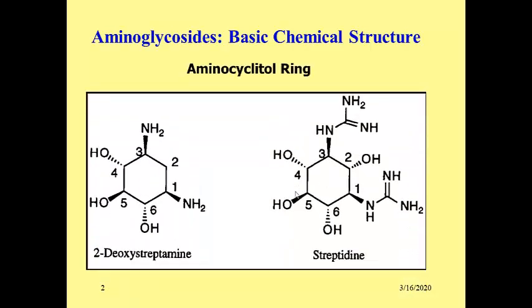aminoglycosides. The basic structure of aminoglycoside is the aglycon part, aminocyclitol: aminocyclohexane triol or aminocyclohexane tetrol. So this is the aminocyclitol or aglycon. There are two aglycons. Streptidine contains two aminoguanidine groups at positions 1 and 3, and deoxystreptamine contains 2 amino groups.